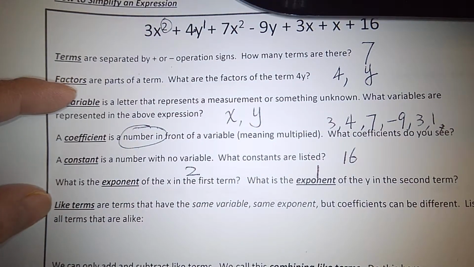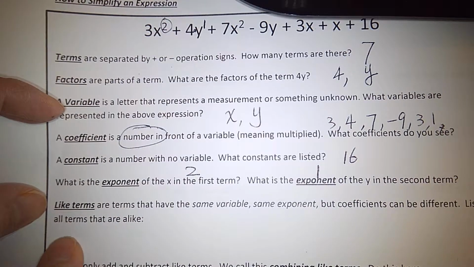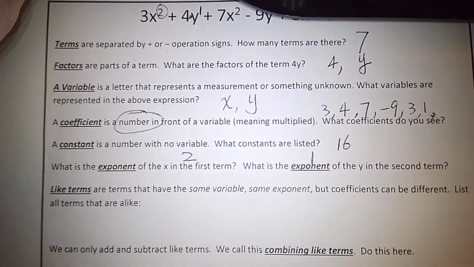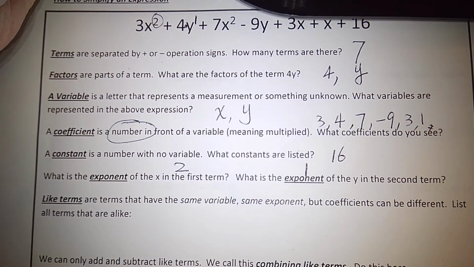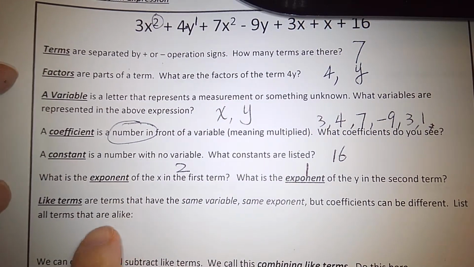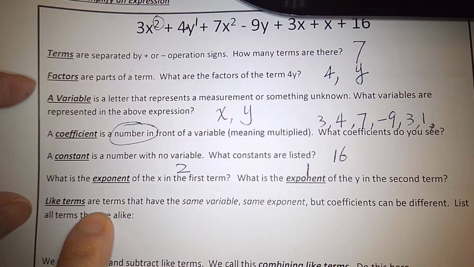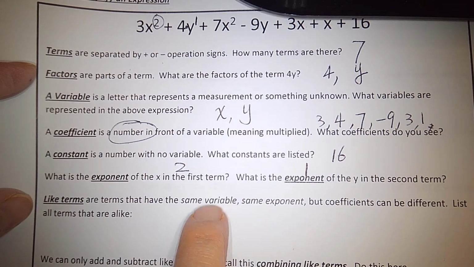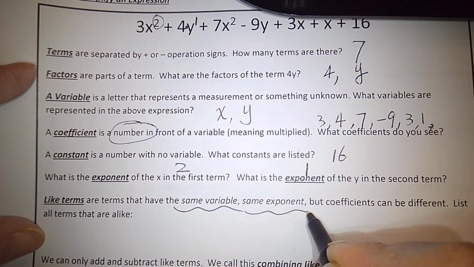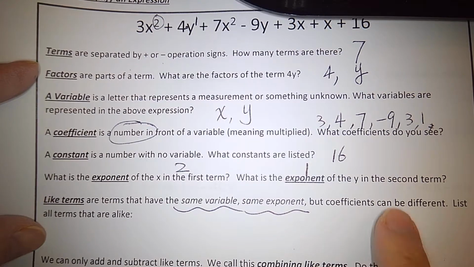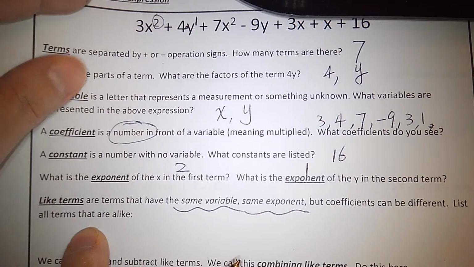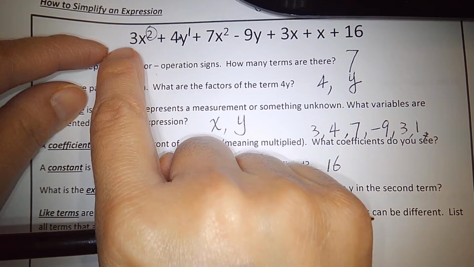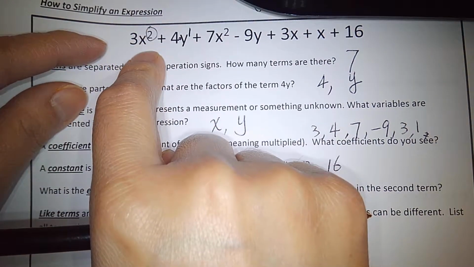All right. So, Ronald, we lost the concept. Like terms are terms that have the same variable, same exponent, but coefficients can be different. List all terms that are alike. Like terms have the same variable and same exponent. This is important, but the coefficient may be different. Ronald, does the term 3x squared have any like terms?